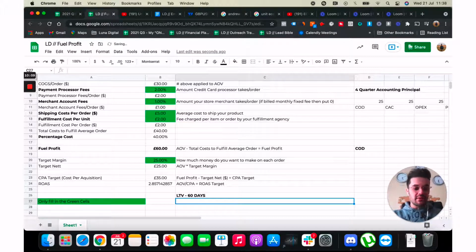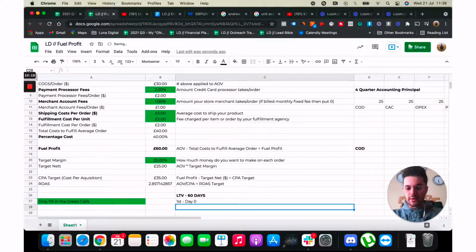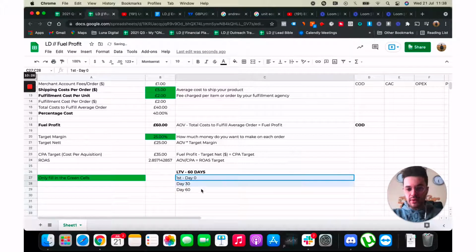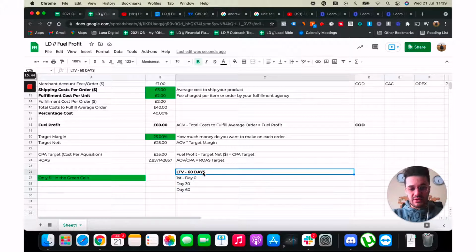So if you've got an LTV of about 60 days, then that means we've got our first purchase on day 0, and then we've got day 30, and then we've got day 60. Hopefully between this payback period, we would need to devise a strategy through after-purchase sequences from an email, an SMS, or push notification side of things to motivate people to cross-sell, upsell and bundle products to increase the lifetime value within 60 days of our customer.